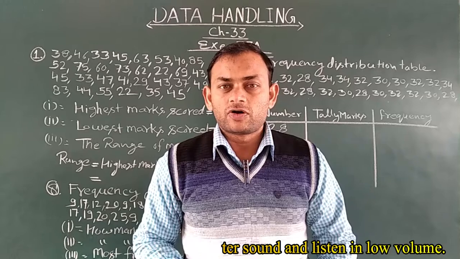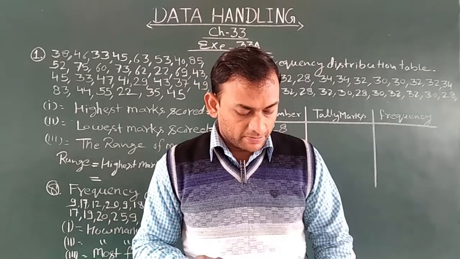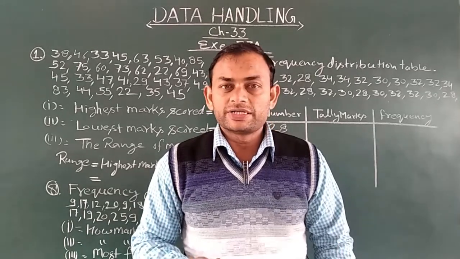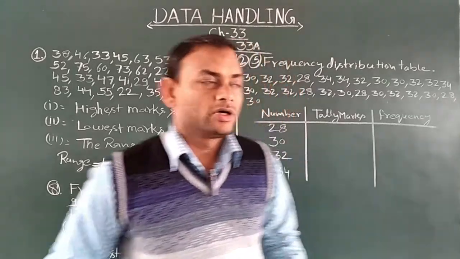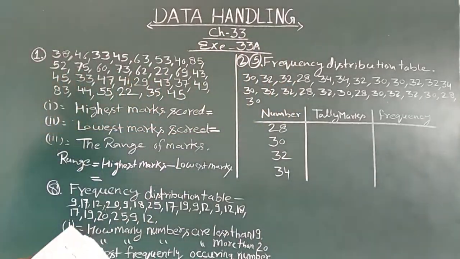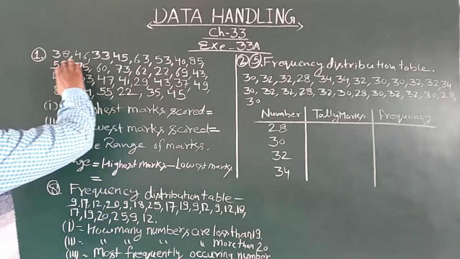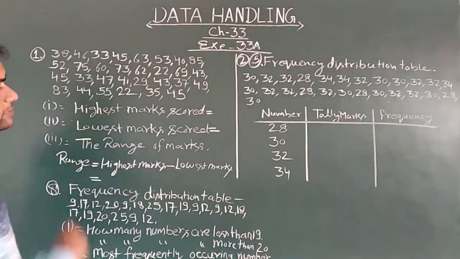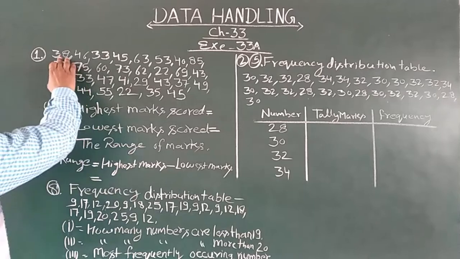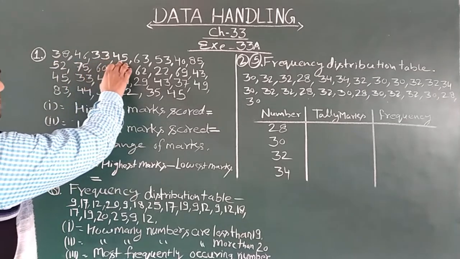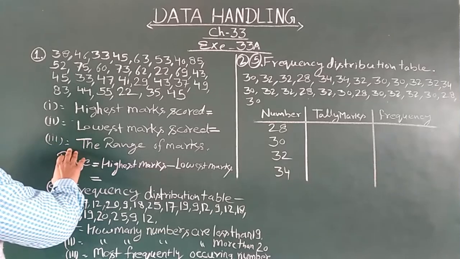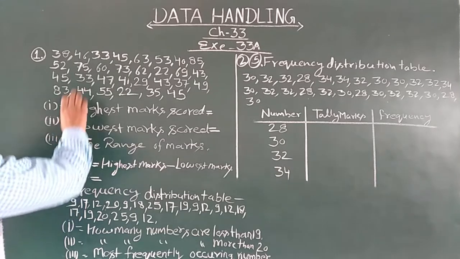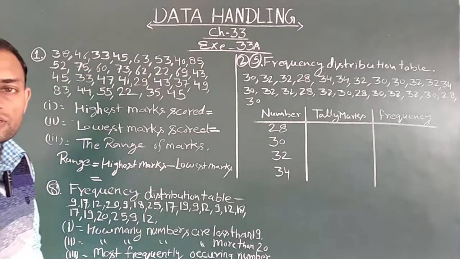The first question of this exercise says that the marks scored by 30 students are given and you have to give the answer to the following questions. You can see here that these are the marks scored by 30 students: 38, 46, 33, 45 and so on. Some questions are given and you have to answer on the basis of this data.